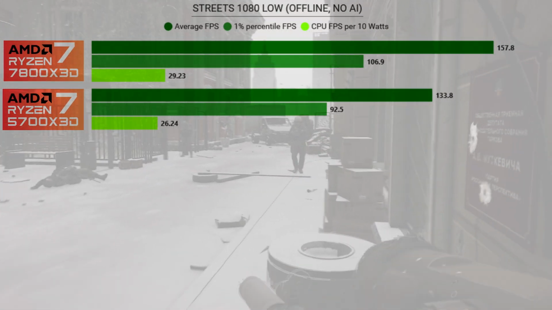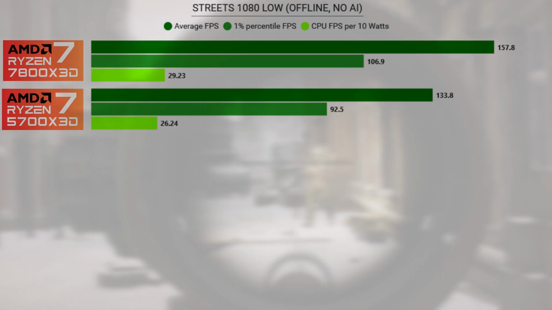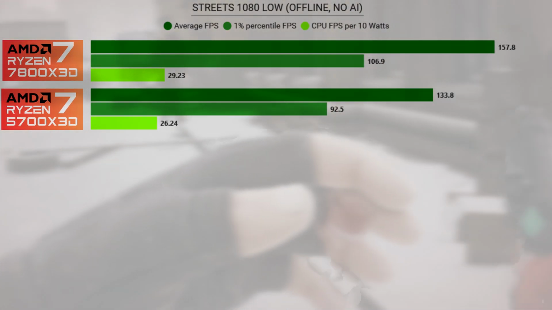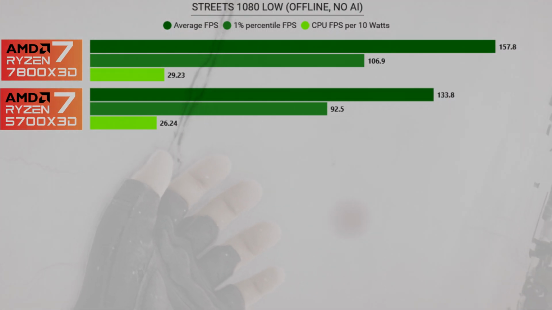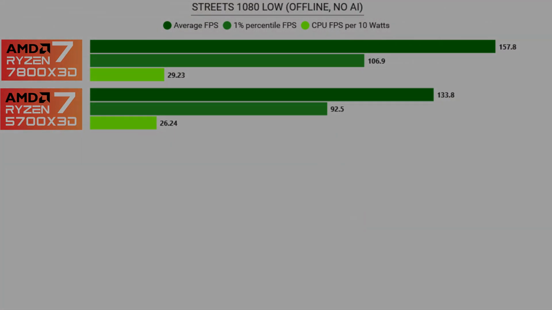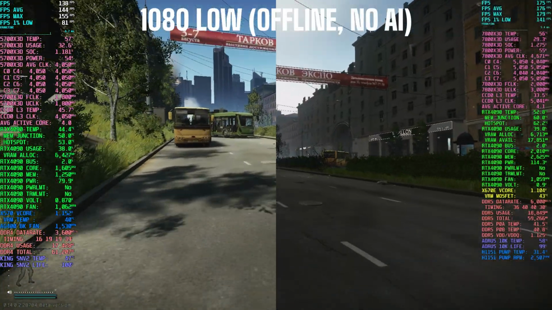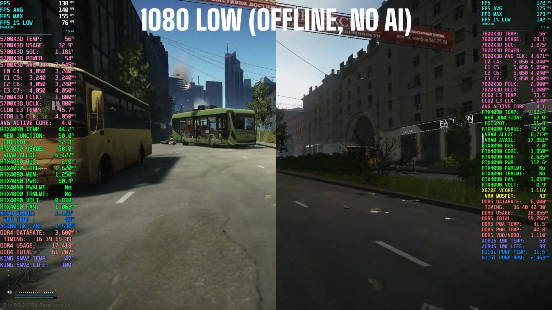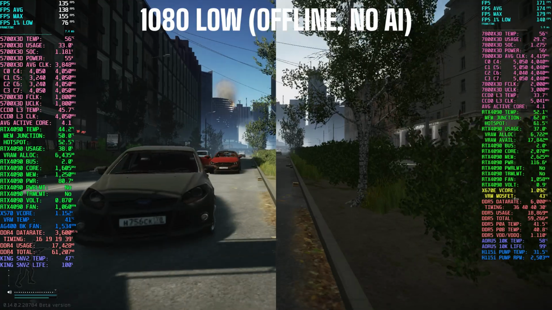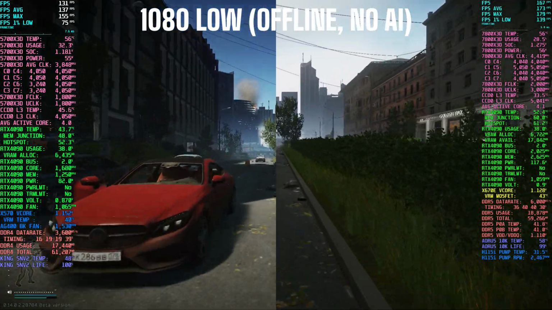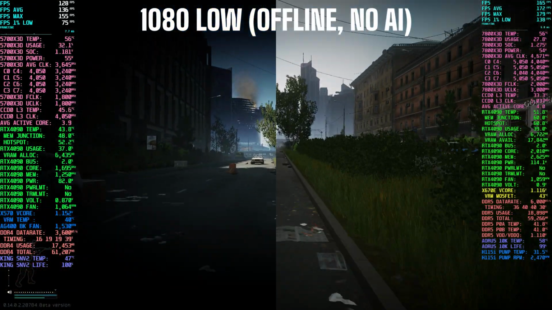So on Streets, we're seeing something like a 20% increase in performance for the newer 7800X3D. So the gap has closed a little bit once we take it to Streets. So whether it was offline or online, the performance gap stays around 20 to 30%. And like I said earlier, that's consistent with what I've been telling users asking questions about the difference, and also consistent with the performance tests I've done in the past so far on my channel.